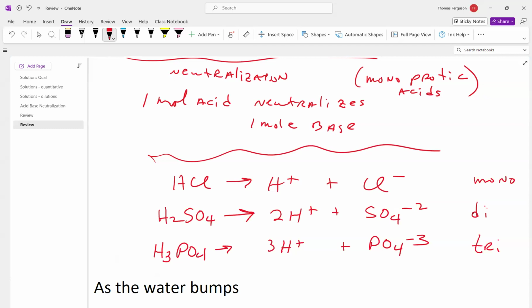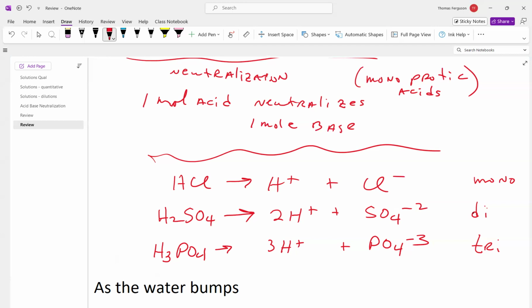No, because we're only going to work with monoprotic acids. I'm just saying though, that assumption up here is for a monoprotic acid. But there are diprotic and triprotic acids out there. So in 1A or 3A, you're going to run into di and triprotic acids.